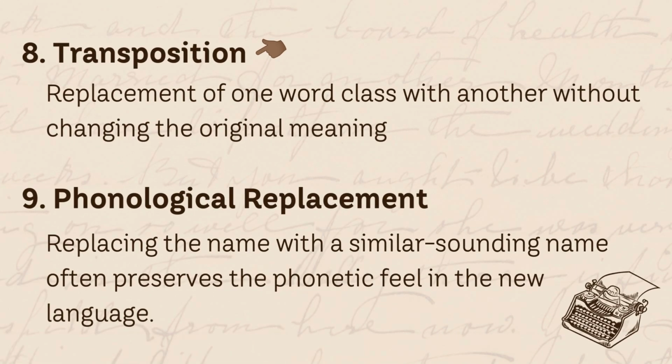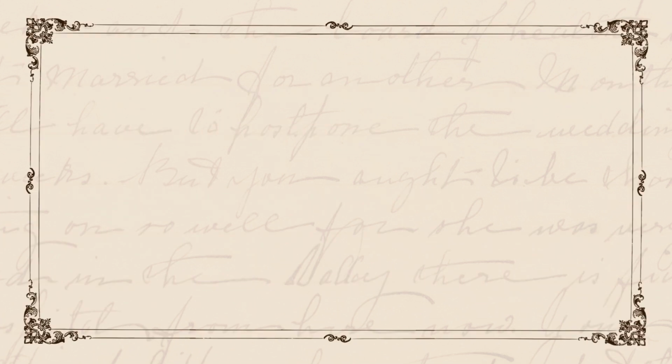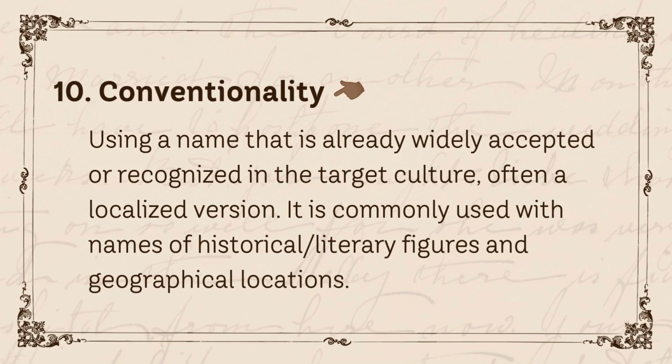Transposition refers to the replacement of one word class with another to suit the language without changing its original meaning. Phonological replacement replaces the name with something that sounds similar. Conventionality uses a version of the name that is widely accepted or commonly known in the target language or culture.